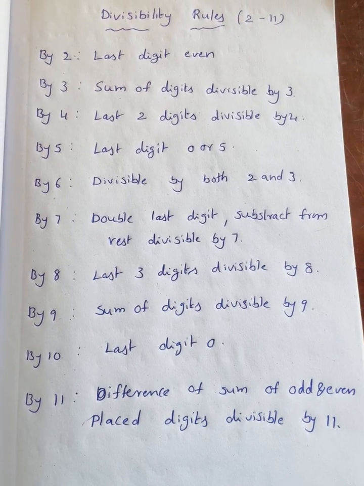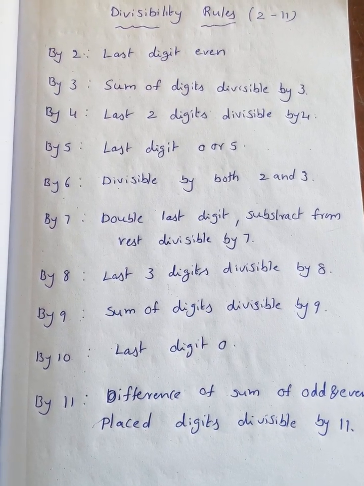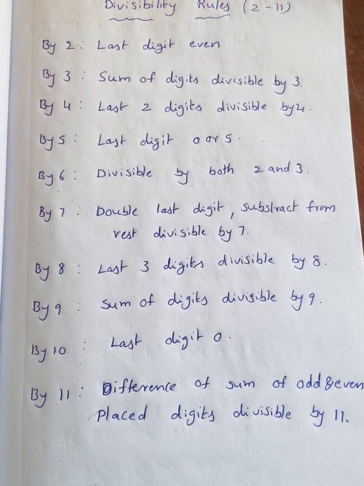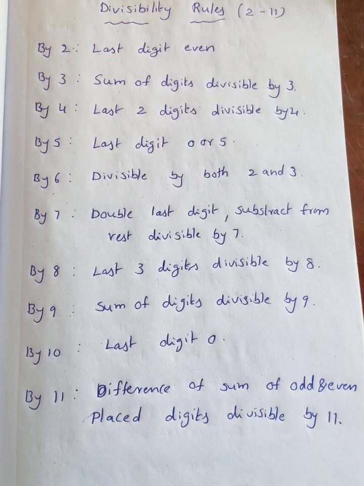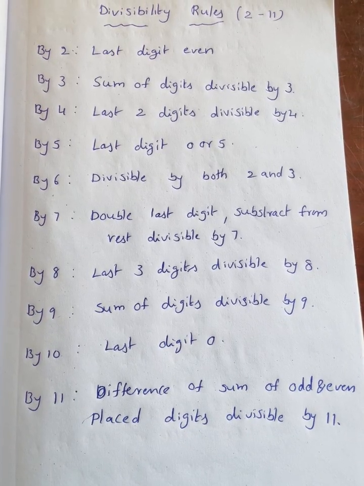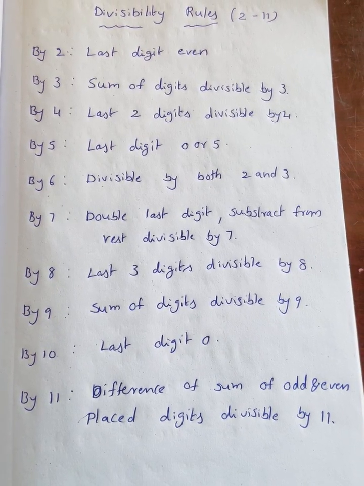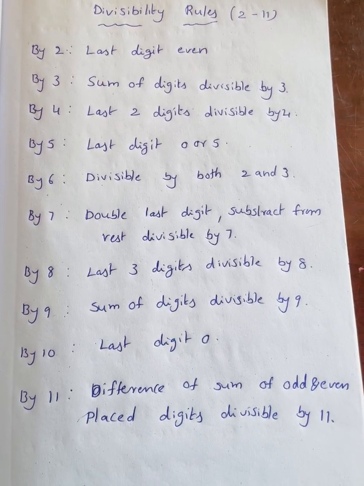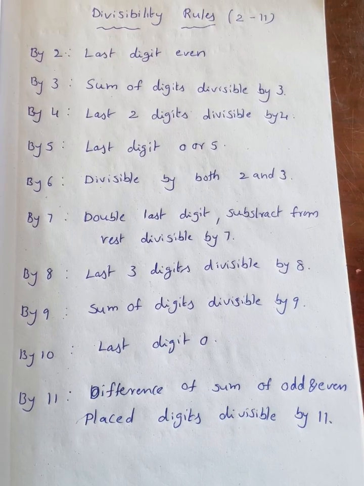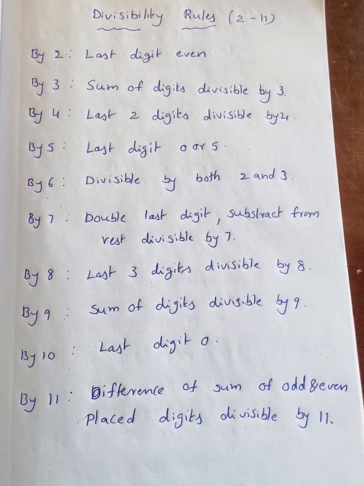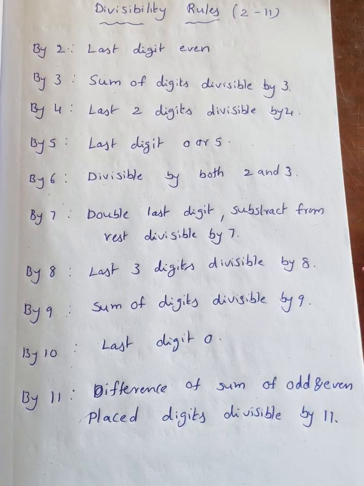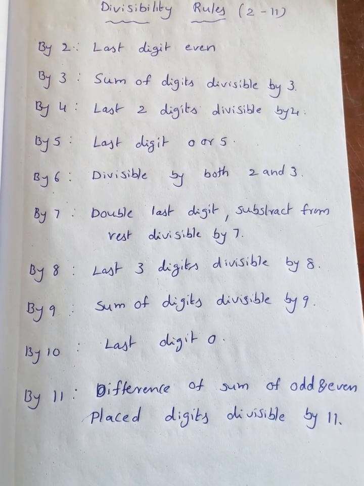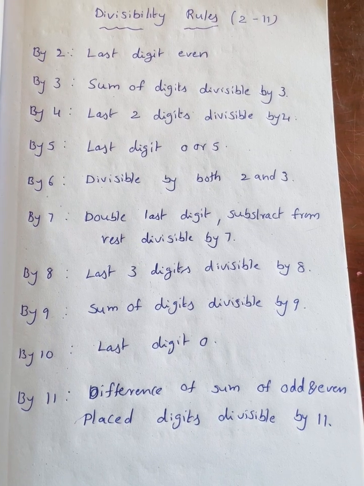Hello, good morning everyone. Today I am discussing divisibility rules from 2 to 11. So by 2, the last digit is even. If we take any number, like 32 or 42, these numbers are divisible by 2. We find the last digit is even like this.